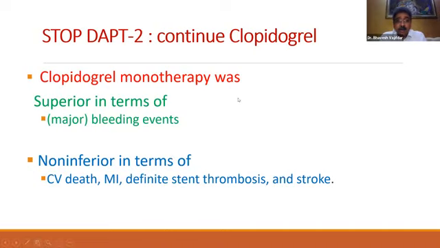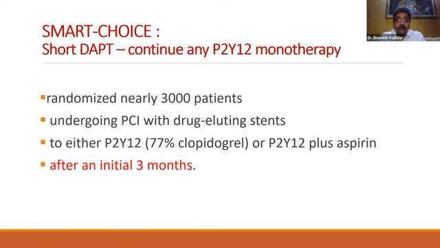So this trial advocated that after the end of 1 month, if you have high bleeding risk, you can switch only to clopidogrel, stop aspirin, and the patient would do fairly well.